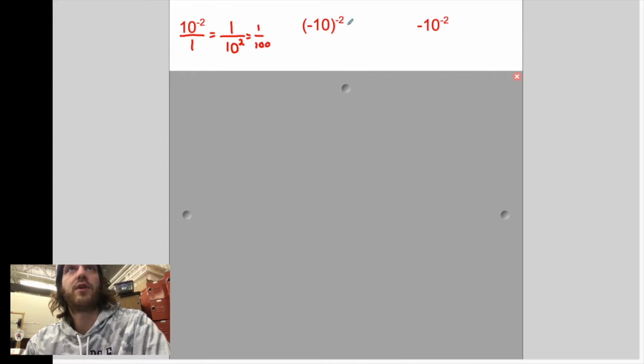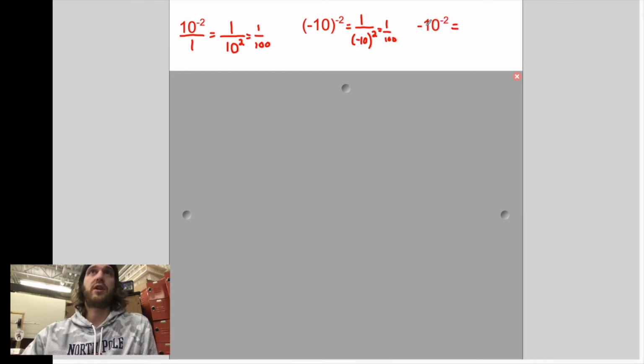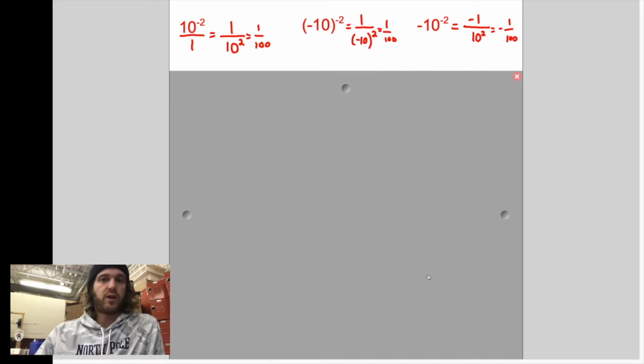Okay, over here, this is very similar. Since the negative is in parentheses, I'm going to move the negative 10 in parentheses, negative included, and I'm going to leave a 1 in its place. This is also 1 over 100. And then the last one, this negative 2 is only on the 10 and is not necessarily included on that minus sign. So you can move it if you want. It doesn't actually make a difference. I'm not going to. I'm going to leave a negative 1 in the top. I'm going to move positive 10 to the bottom and leave it to the second power, which will leave us negative 1 over 100.